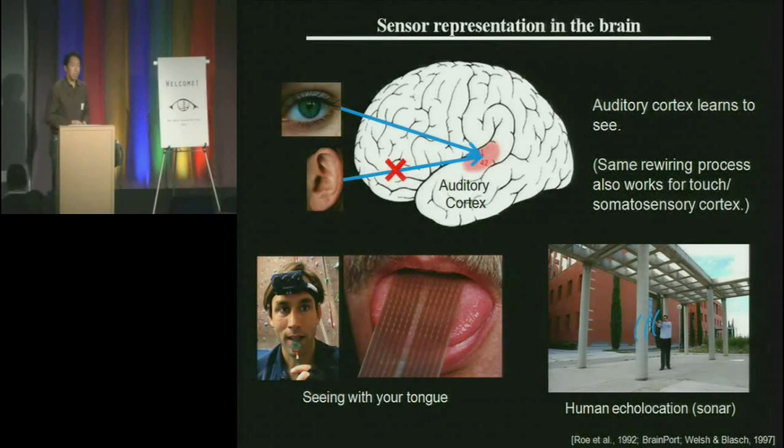Human echolocation. You can do this either by snapping your fingers. This room has good acoustics, it's hard to tell. But by either snapping your fingers or clicking your tongue, humans can learn to interpret the pattern of sounds bouncing off the environment as sonar.